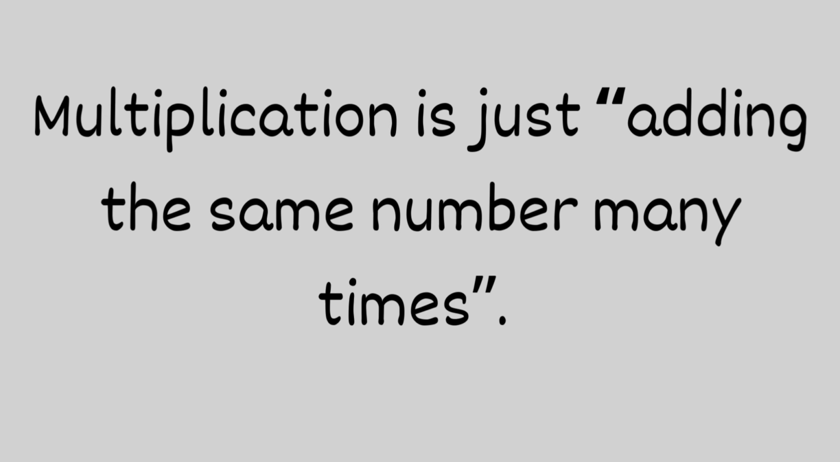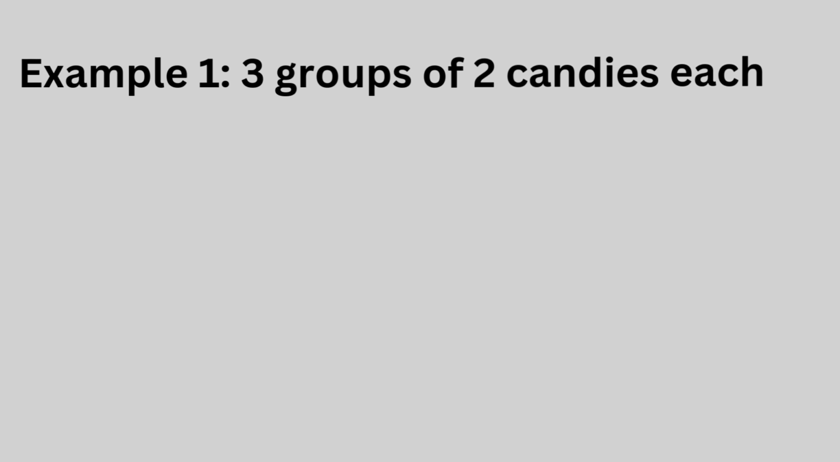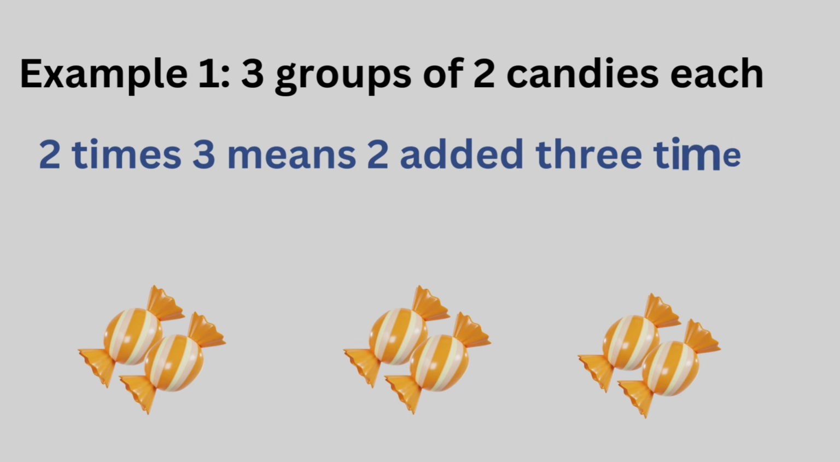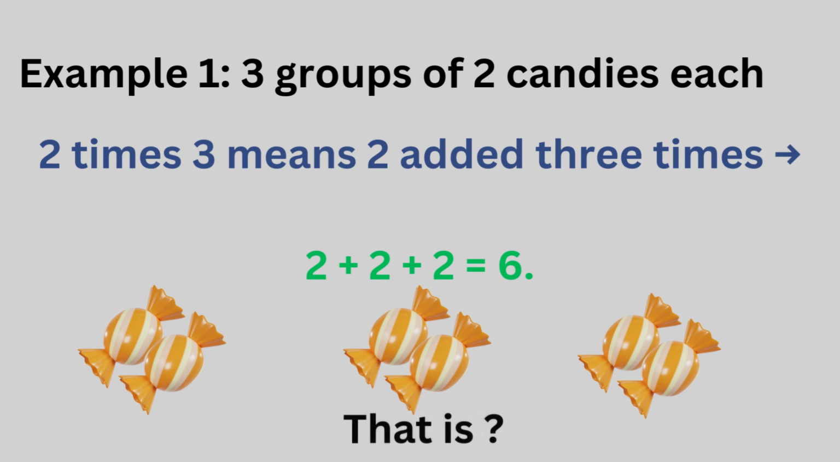Multiplication is just adding the same numbers many times. Example: 3 groups of 2 candies each. 2 times 3 means 2 added 3 times. 2 plus 2 plus 2 equal to 6. That is, 2 3s are 6.